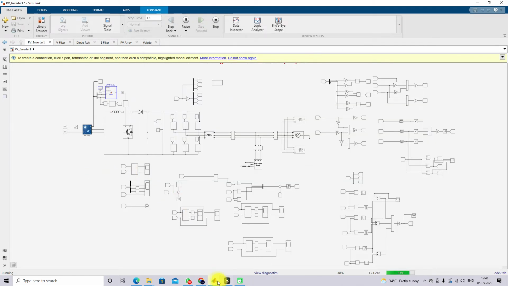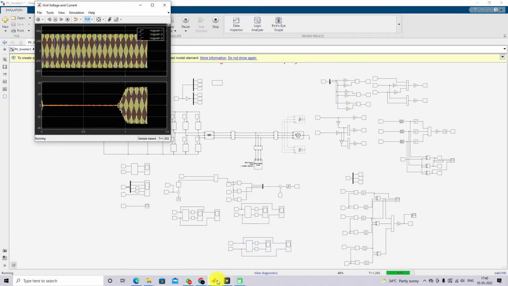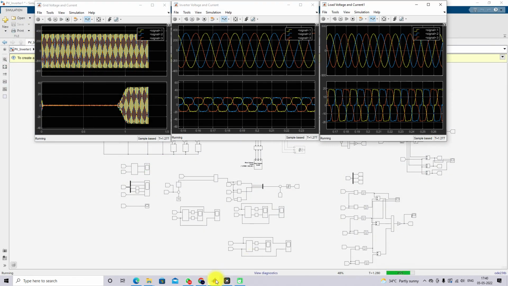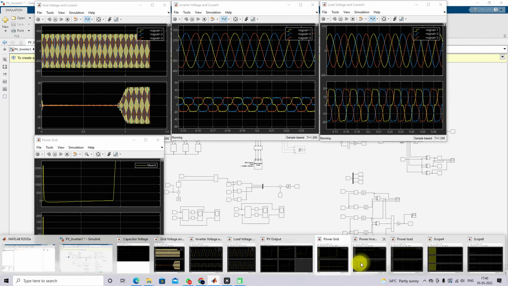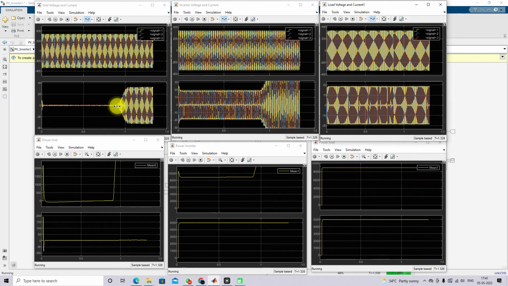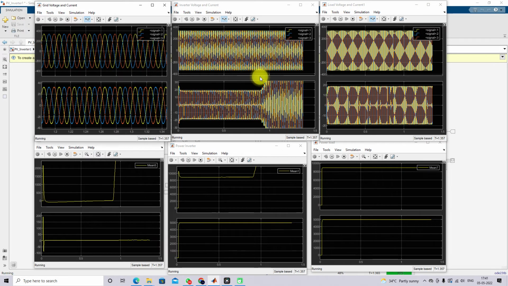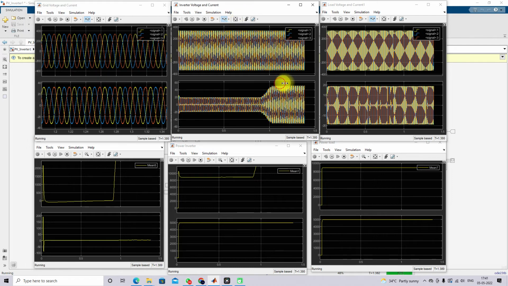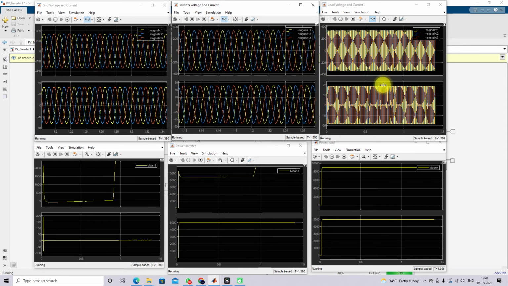So now we are going to check the power in the grid, load, and the inverter. At this point we increased the irradiation, so now I'm going to zoom in on this portion. Now we can check the current quality of the grid. Here you can see the load. On the load side there is no change because there is no change in the grid voltage, right? So the load current is maintained constant.